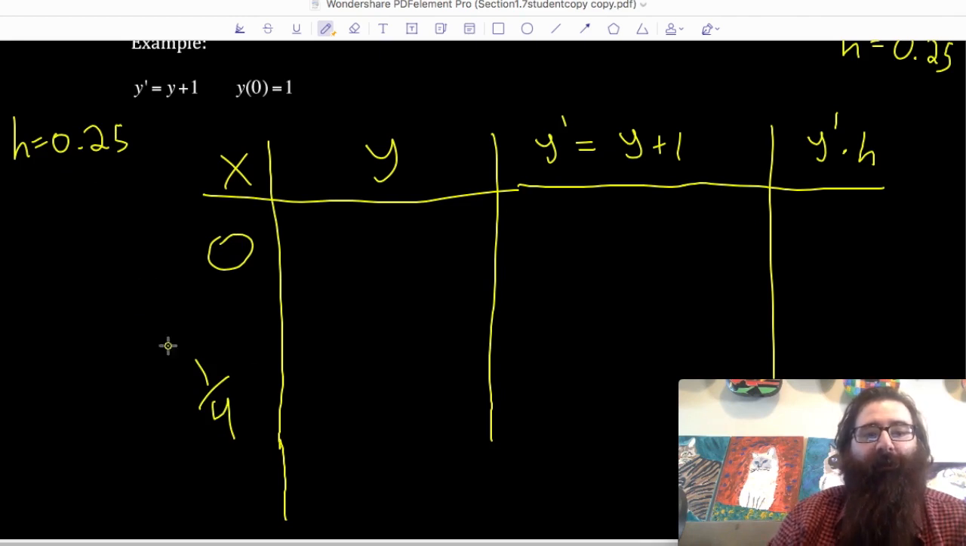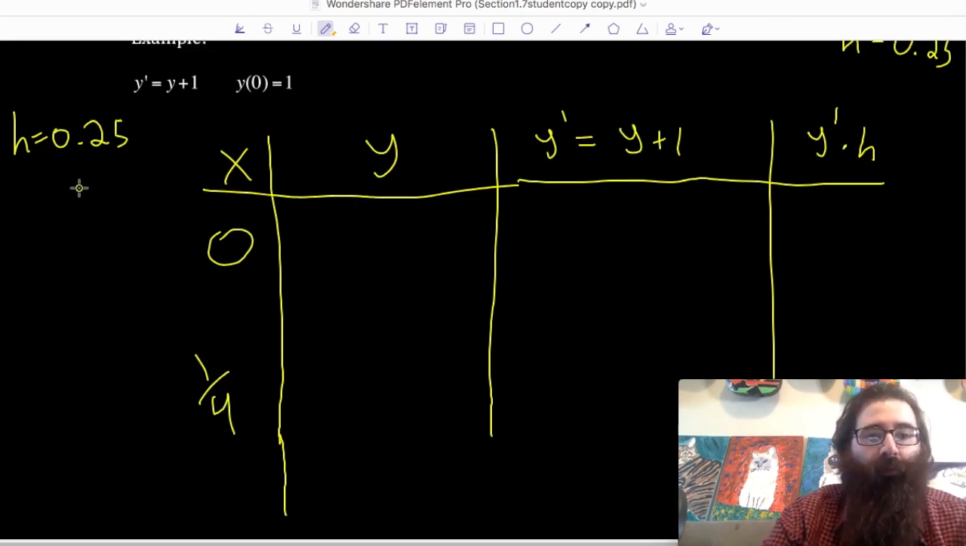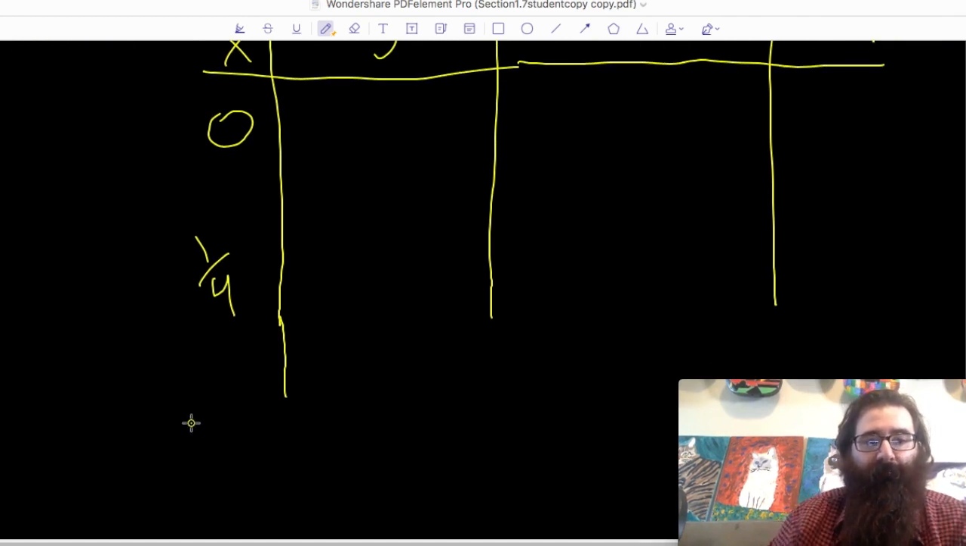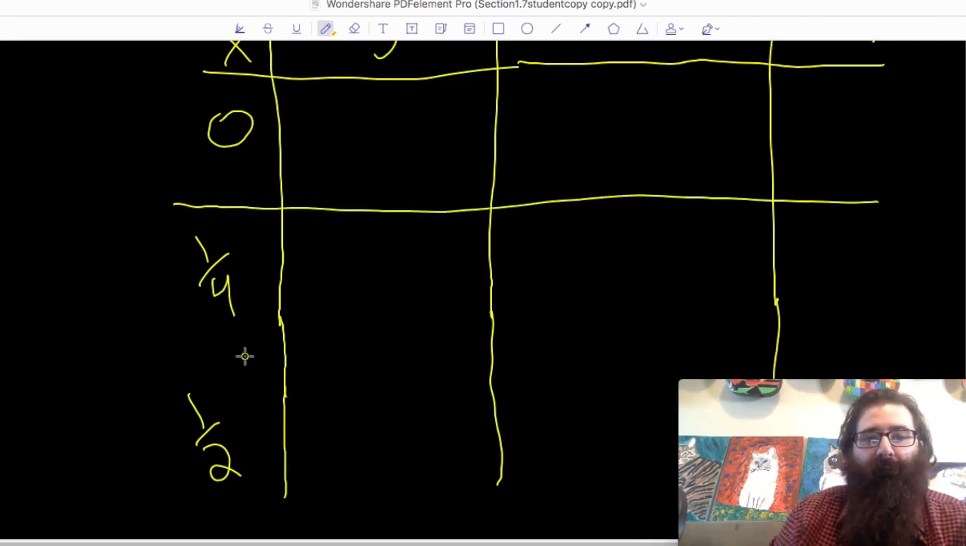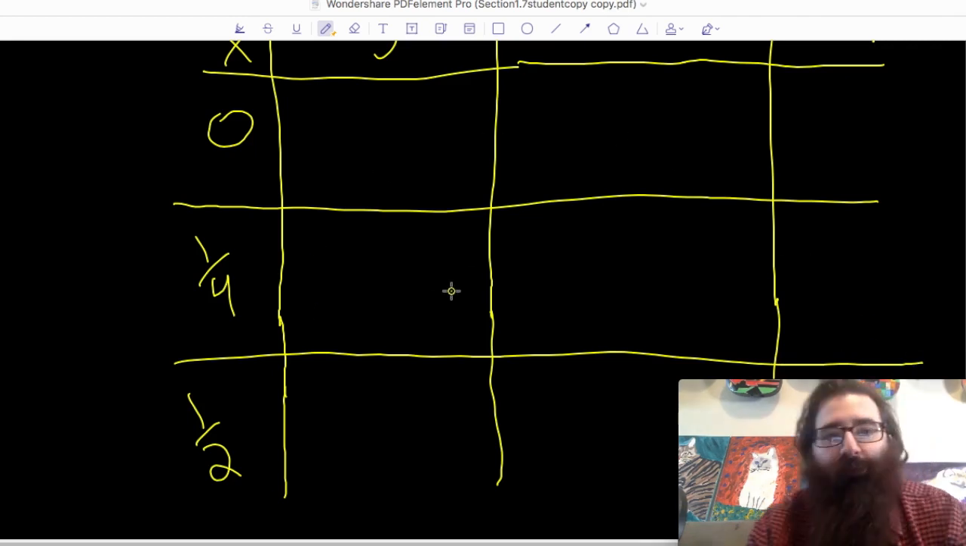And then I want to keep doing this. I want to add the step size again. 1/4 plus 1/4 gives me 1/2. And since I'm only going from 0 to 1/2 in the x direction, that's as far as that column would go. So then here I can go ahead and sort of build my designated rows, and I have an idea as to how my table looks in full.